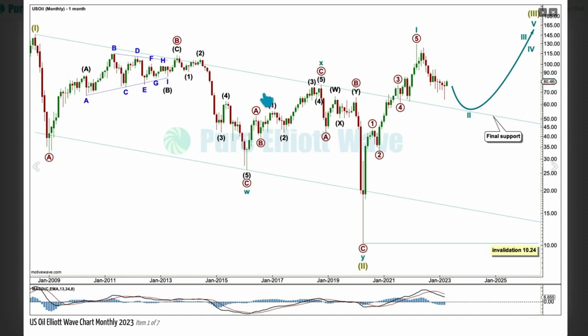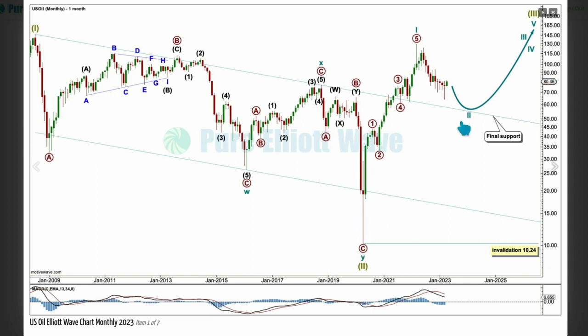I've drawn a channel around this double zigzag from its start to the end of X here with a parallel copy on the end of W, and this chart is on a semi-log scale. This trend line is very important, and we'll look at that more carefully on the weekly chart.